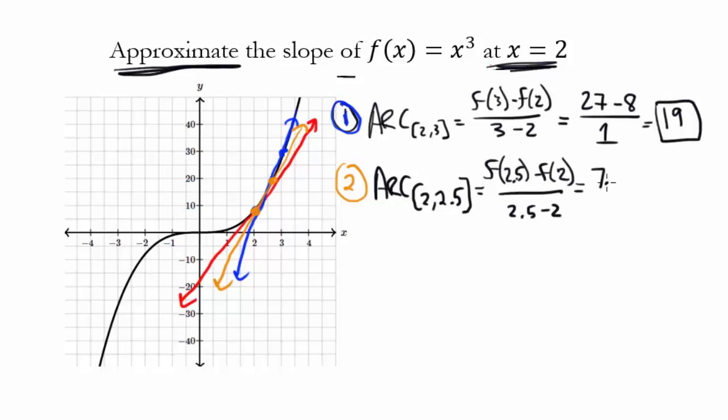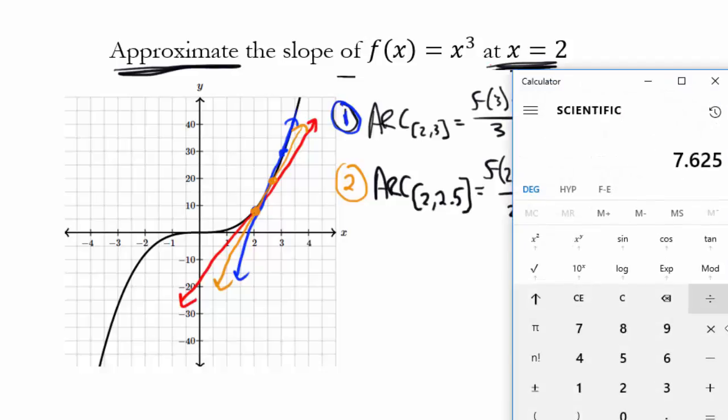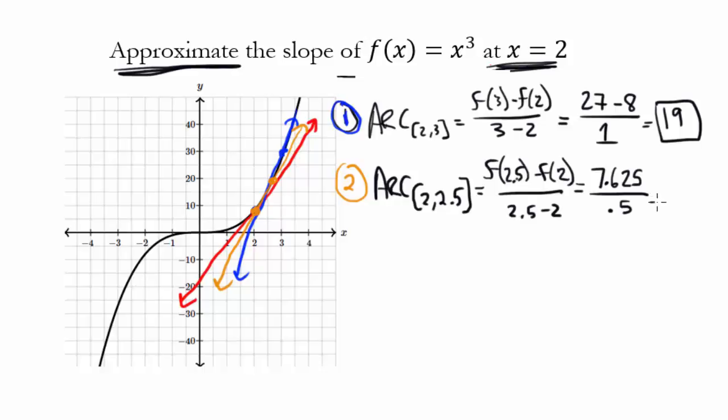So this is 7.625. All of this is divided by 2.5 minus 2, which is 0.5. So we're dividing this all by 1/2. So we can do that, divided by 0.5, same thing as multiplying it by 2. And we get a number 15.25.